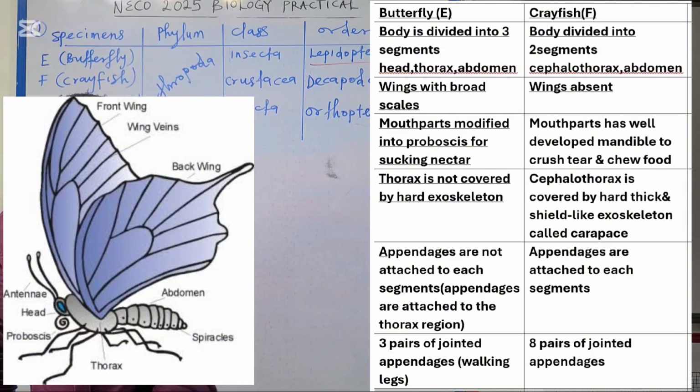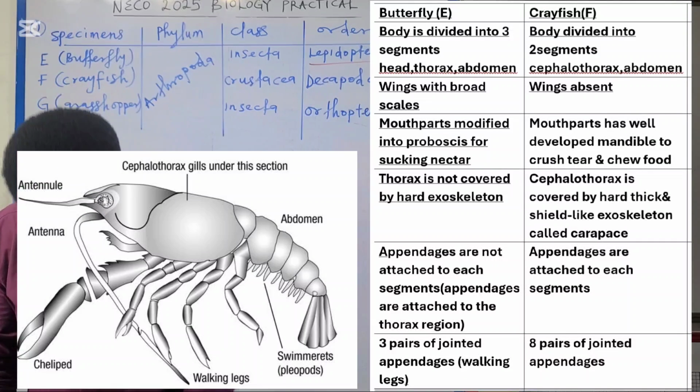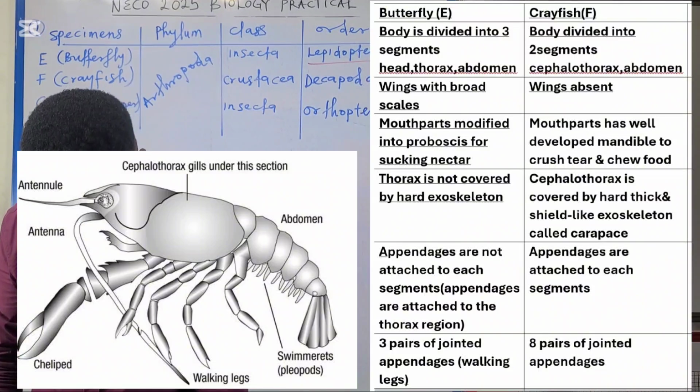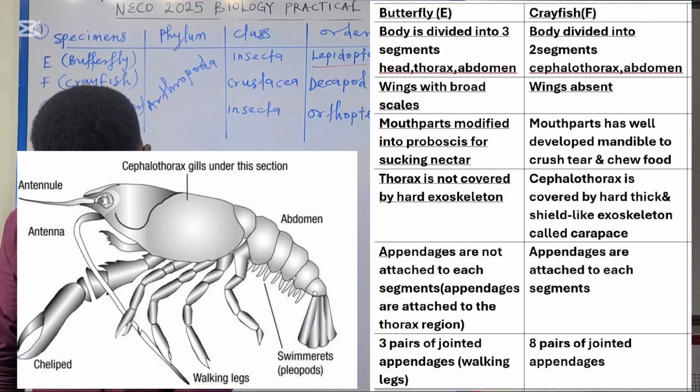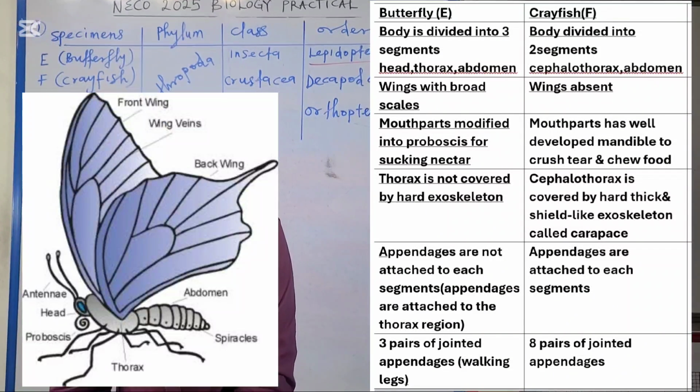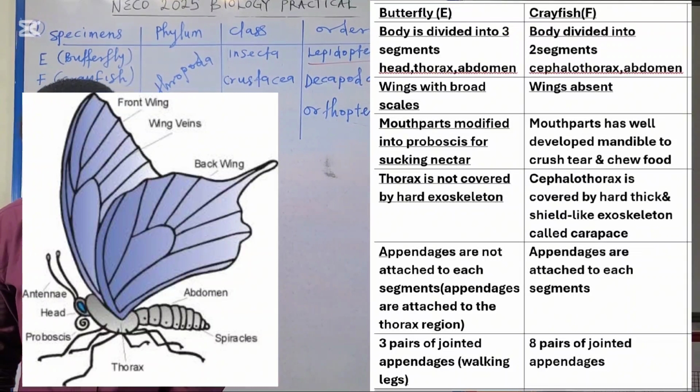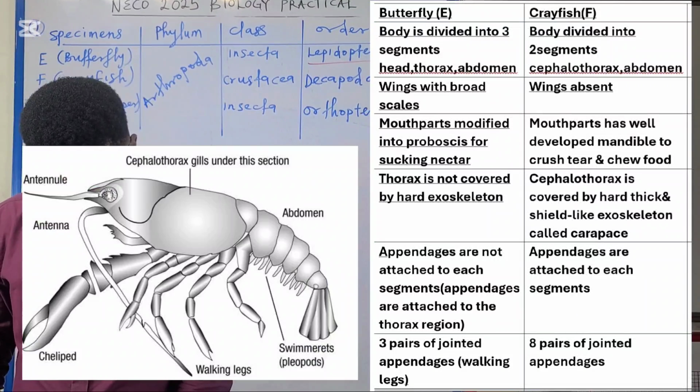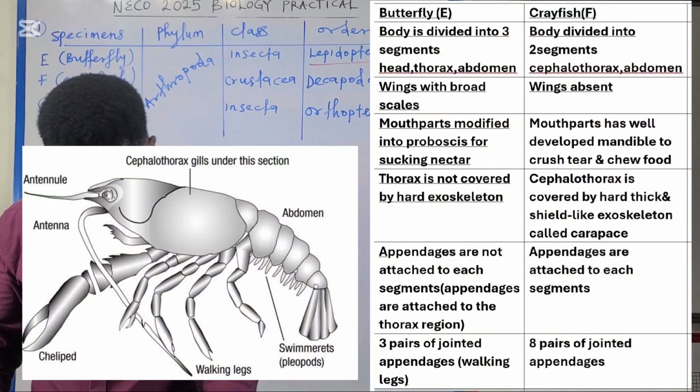Okay. Number 5, for the butterfly, appendages are not attached to each segment. As you can see in the diagram, the appendages of the butterfly are attached to the thorax region. That's where you have the walking legs, or what we call appendages. But when you look at your crayfish, specimen F, the appendages are attached to each segment. For the butterfly, you have 3 pairs of jointed appendages. That's number 6. But for your crayfish, you're looking at 8 pairs of jointed appendages.